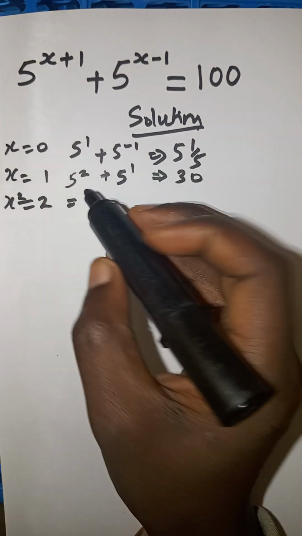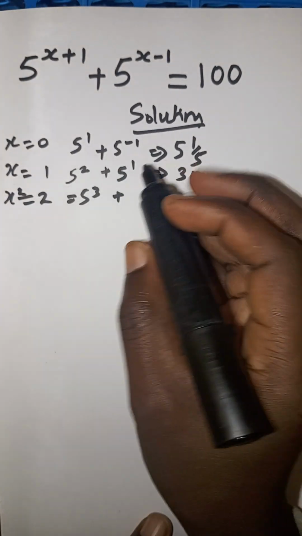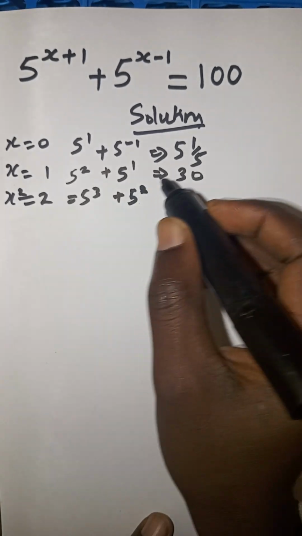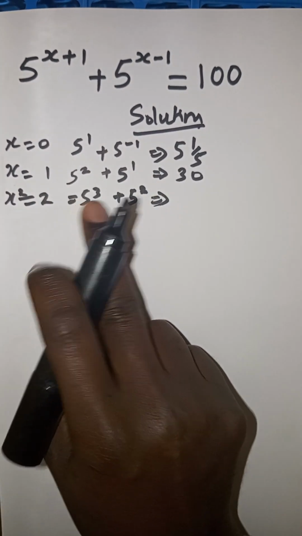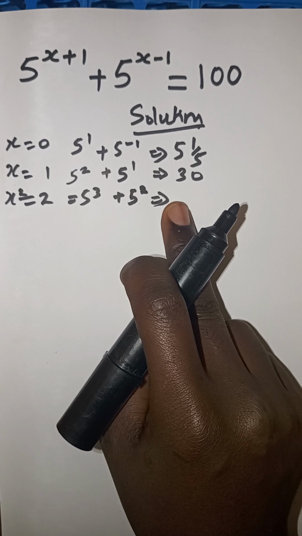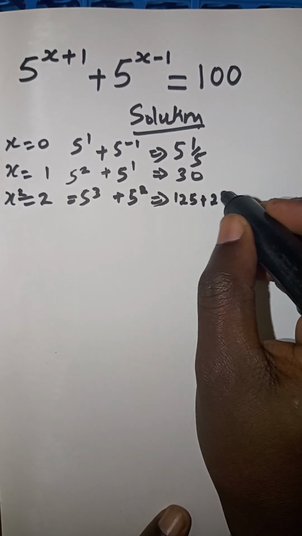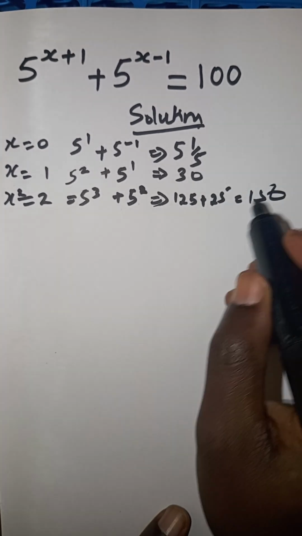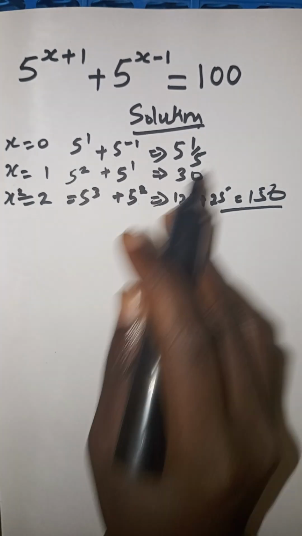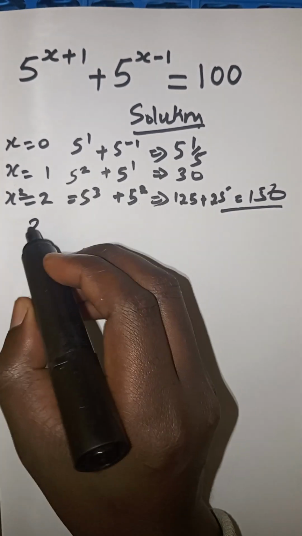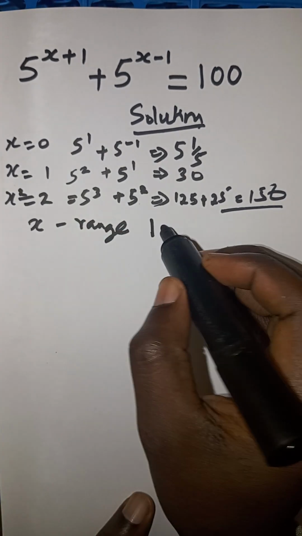then this becomes 5 to the power 3, and when I put 3 here, I'm going to get 5 to the power 2. So meaning that this gives me 125 plus 5 squared, that is of course 150, which is way too much. So from this particular prediction, it is clear to see that x is in the range between 1 and 2.